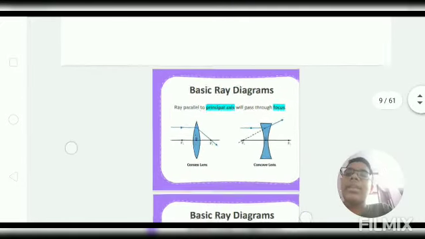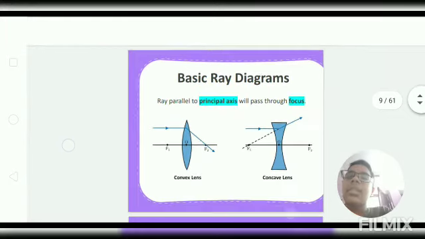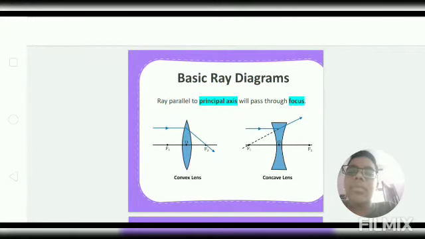So let us go to the basic ray diagrams. There are three basic ray diagrams. The first basic ray diagram is rays parallel to the principal axis will pass through the focus.